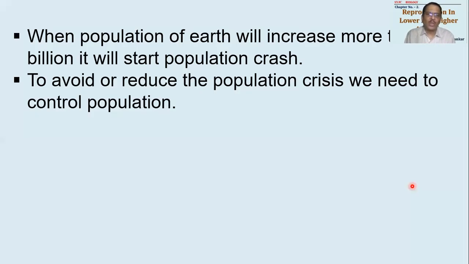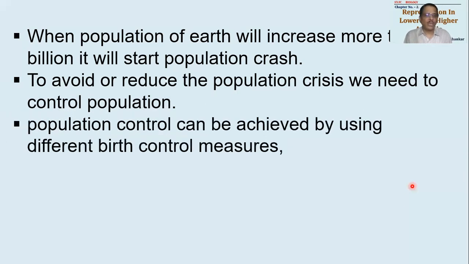To avoid or to reduce the population crisis, we need to control population. Population control बहुत बहुत जरूरी है. अगर हम लोग population control नहीं करेंगे worldwide, not only India, not particular community, not particular race, not particular caste, not particular creed, it should be taken up by all people in the world. I am repeating again, it should be taken up by all people in the world.